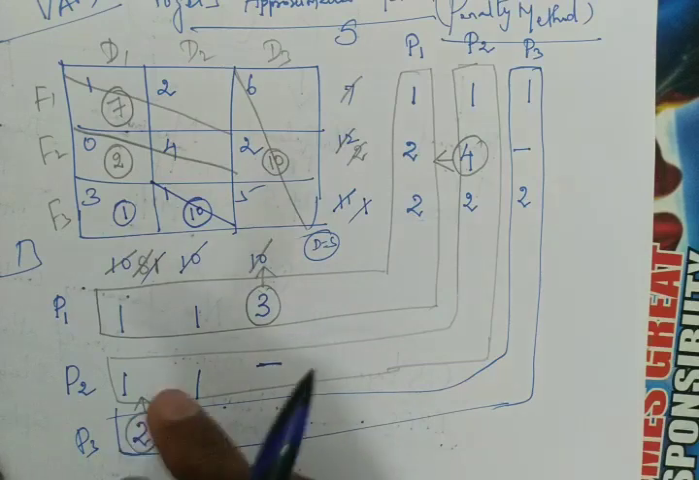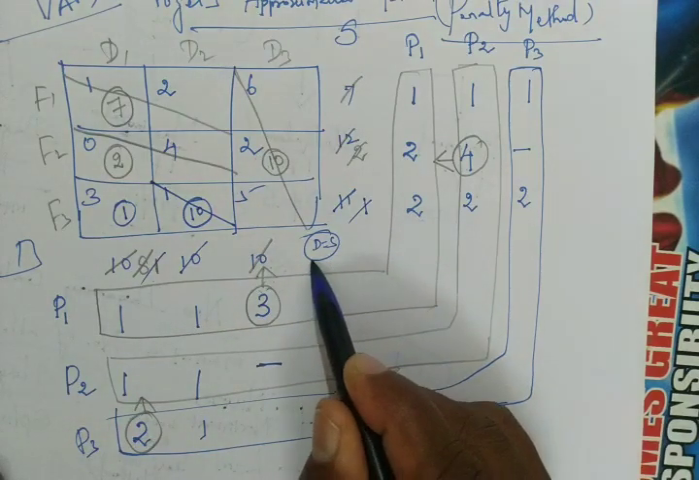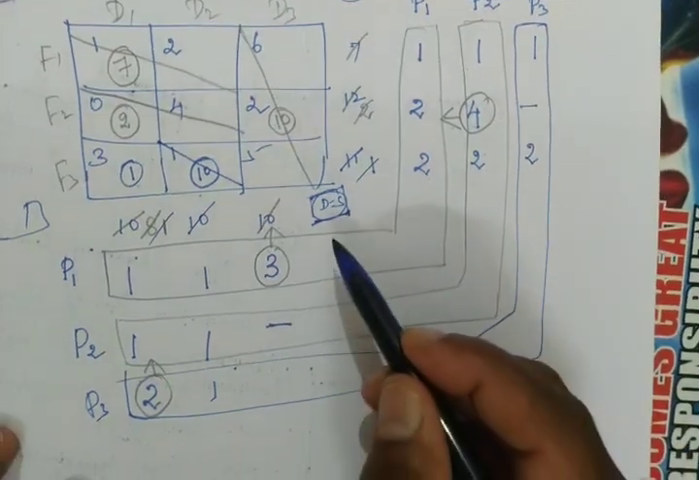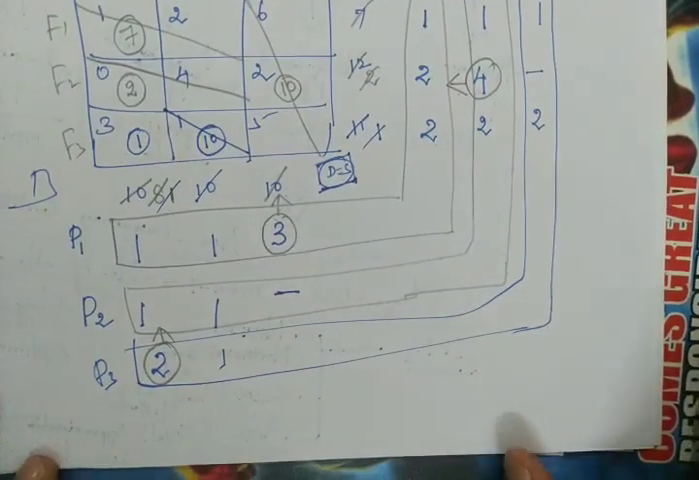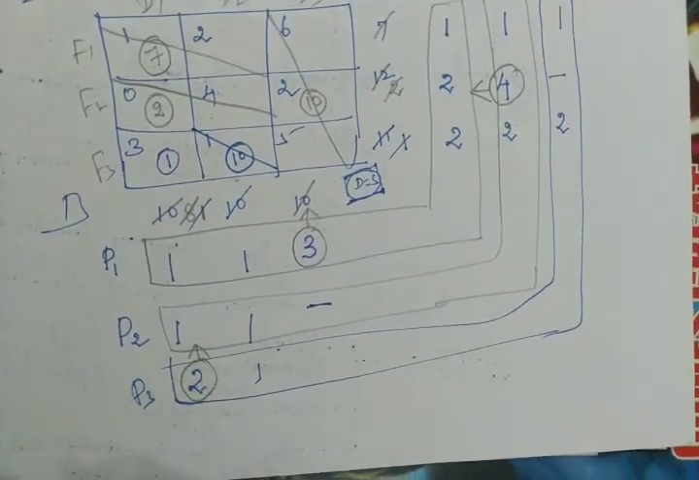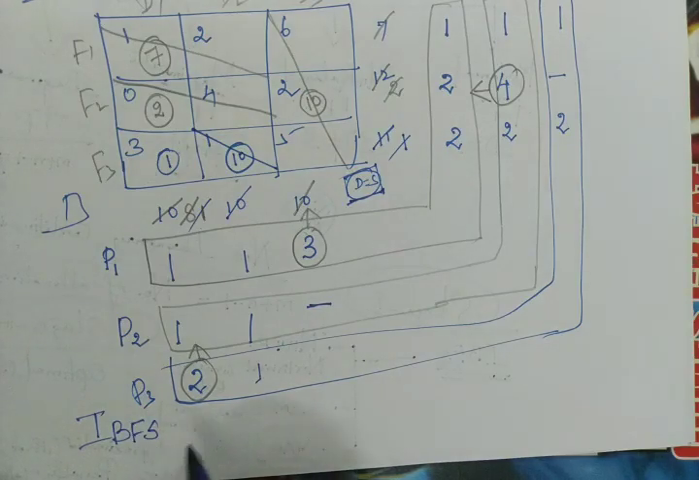So when the problem is demand equal to supply, if it is satisfying this condition, then only will we get a feasible solution. After finishing like this, the solution you find is called IBFS, initial basic feasible solution.